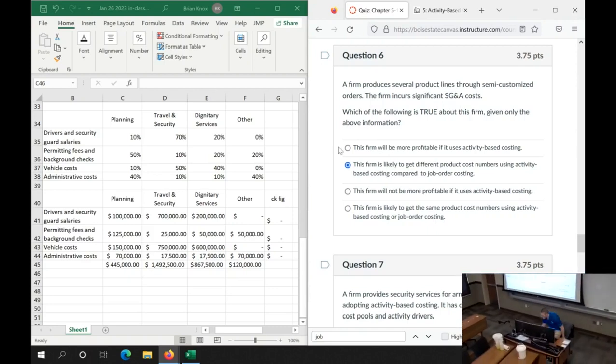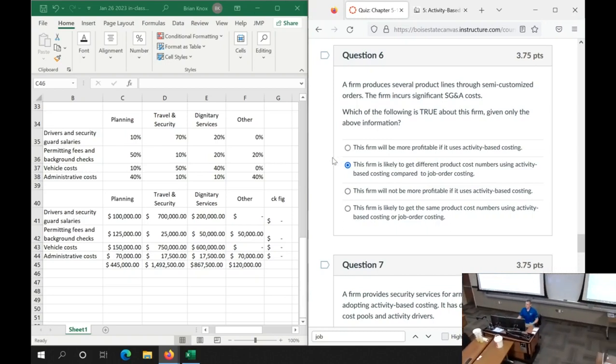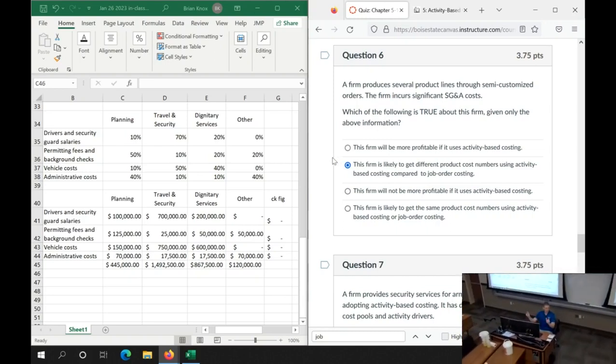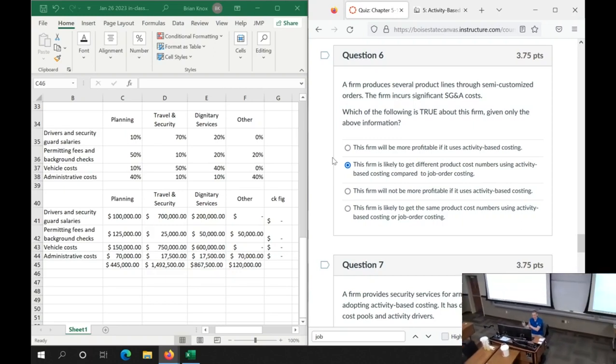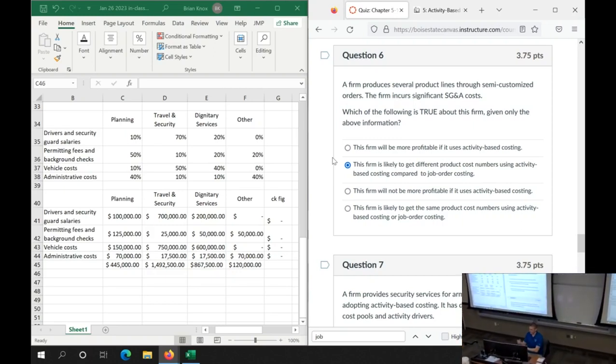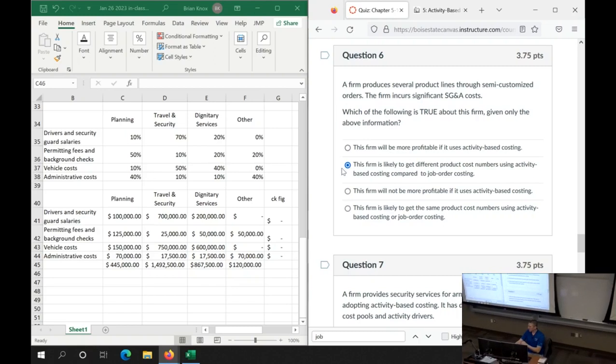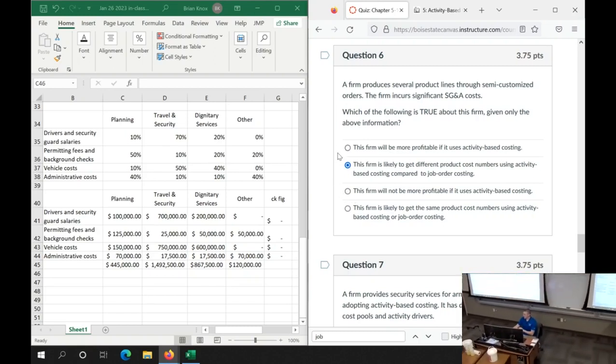All right, so that question, based on those couple of nuggets of information, the SG&A piece, selling general administrative costs, that is included in overhead in ABC, and look, it's not always the answer.